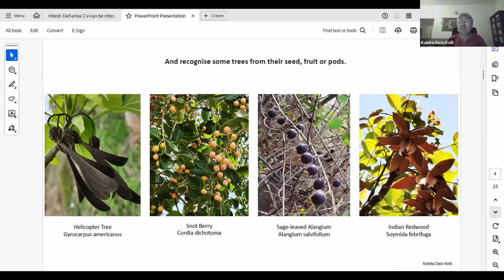The next most common thing you'll see for identification are fruit or seeds. For example, the one on your far left are seeds of the helicopter tree. They're very characteristic and so easily identifiable. If you just put this picture on iNaturalist, we know that tree exists in your area, because it's a shot of the seed on the tree, right? Similarly, other fruits you can see over here: snotberry, cordia, then alangium, and then soymida. So these are all wild.